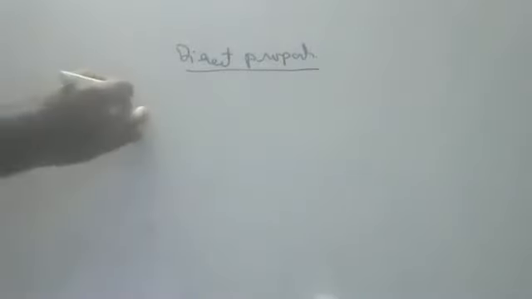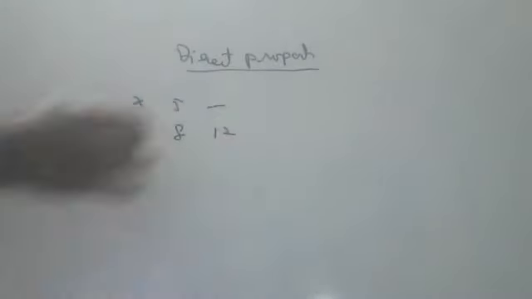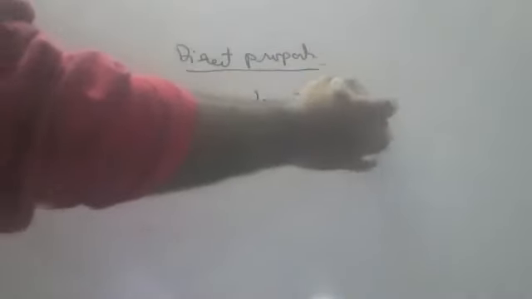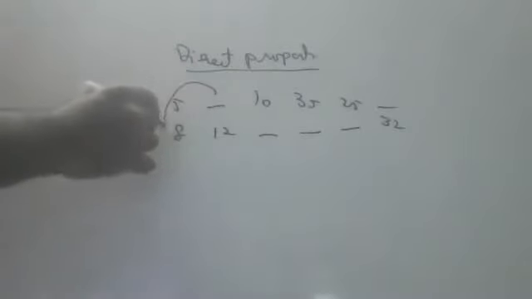So coming to direct proportions, now we will discuss direct proportions. This is direct proportion. In this we'll discuss one more table. They have given one more table, x and y, with values 5 and 8, blank and 12, 10 and blank, and so on. And it is claimed to be a direct proportion. Once it is claimed as direct proportion, children, imagine you are doing this.